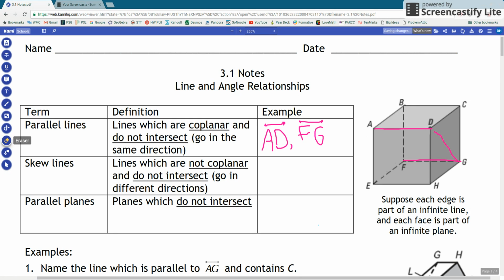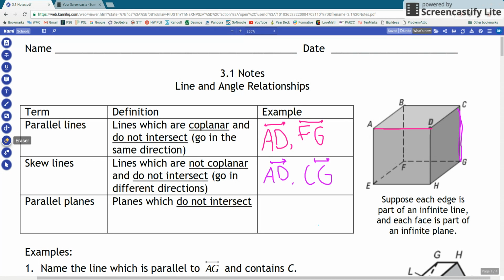The next term on here, skew lines, also refers to lines which do not intersect, but skew lines are not coplanar. So that quick trick can be applied the same way in that you're looking for lines which go in different directions. So for instance, we can still start with line AD, but line CG is skew to that. See how line CG will never intersect line AD, yet there isn't a plane that would go through both of those lines. They're not coplanar.